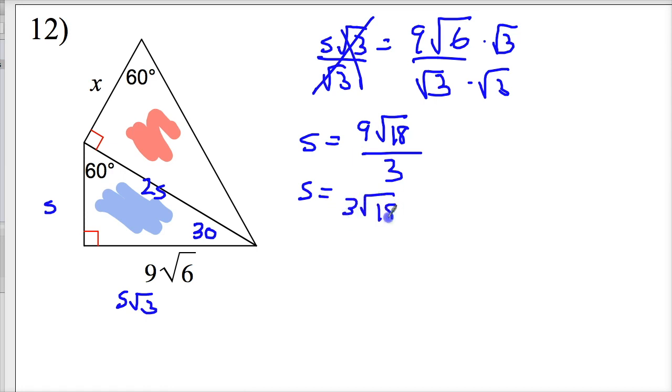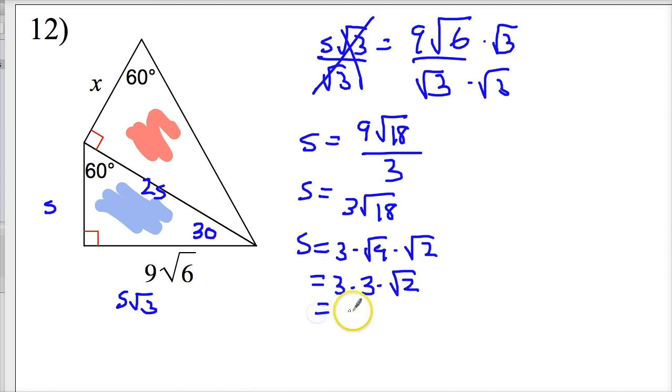3 square root of 18. Now 18 has a square in it. 9 times 2 is 18. So I'm going to read this as s is equal to 3 times the square root of 9 times the square root of 2. Square root of 9 is just 3. 9 square root 2. That's the side value. For 2 side, I'm just going to do 9 times 2 is 18 and get 18 square root of 2.